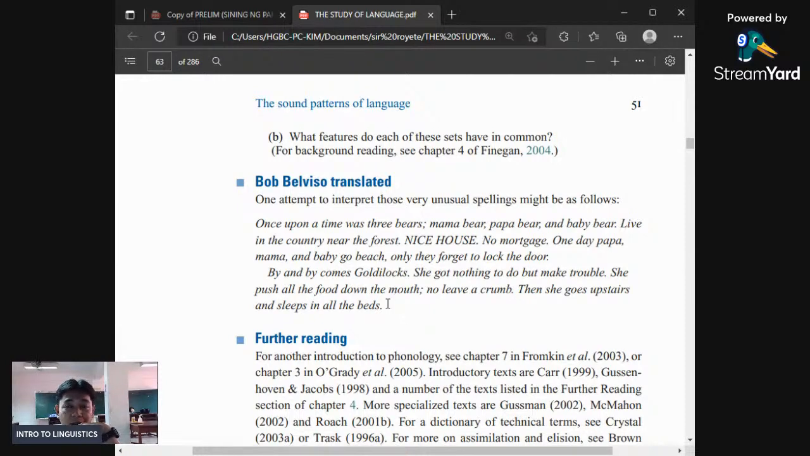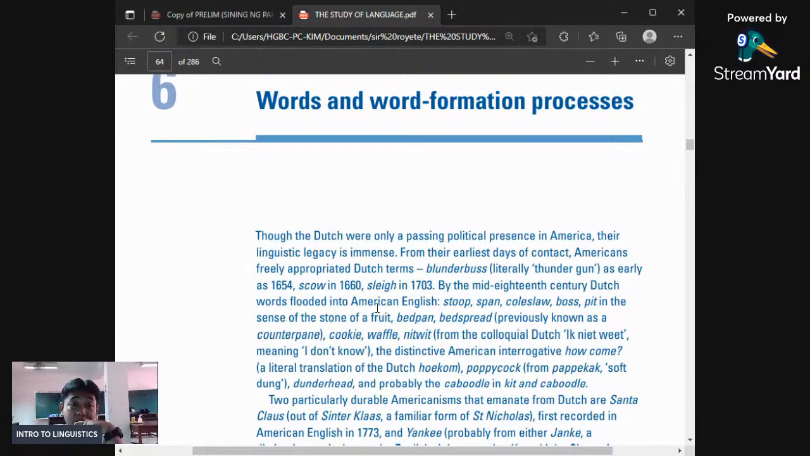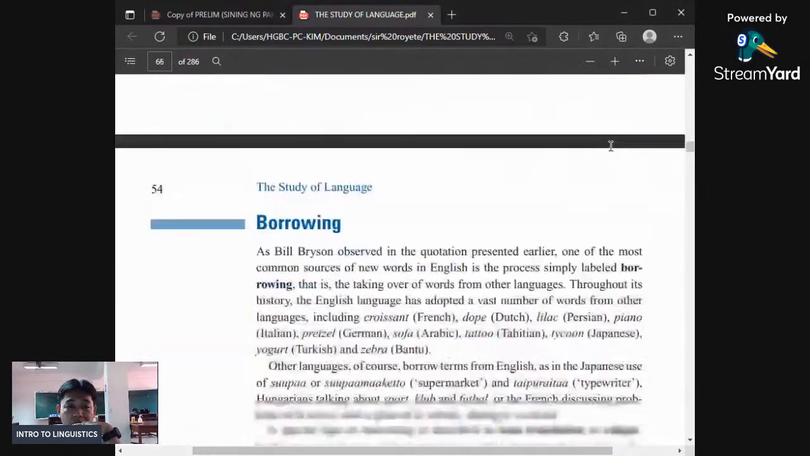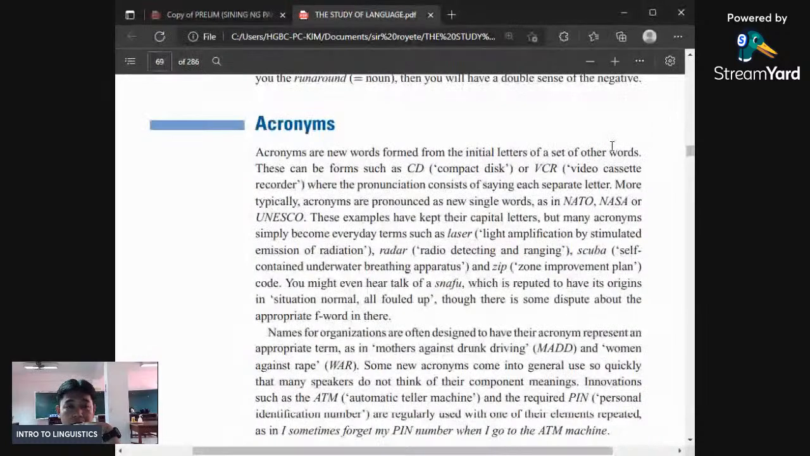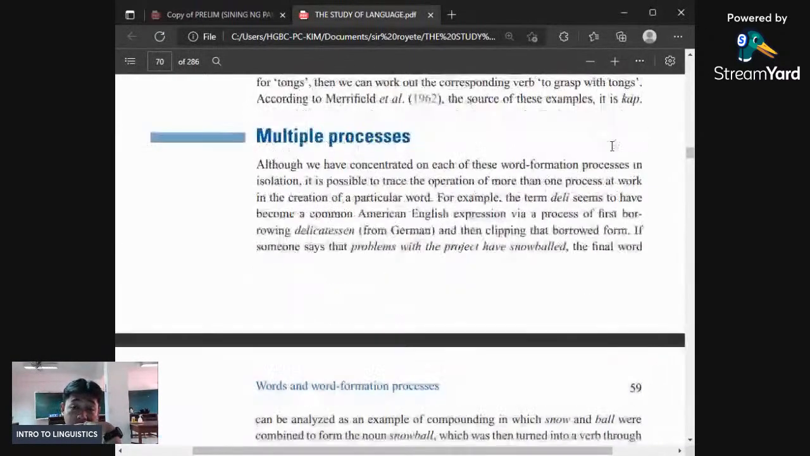So yung translation ng phonology natin nung una, no? Alright, so dagdagan sinabi ko lang yun. So those are the words and word formation processes that we have. Okay? How words are formed, no? How words are created. Coinage, we also have borrowing, compounding, blending, clipping, back formation, conversion, acronyms, we also have derivation, we have prefixes and suffixes, also infixes or derivation din sila, and lastly we have multiple processes.